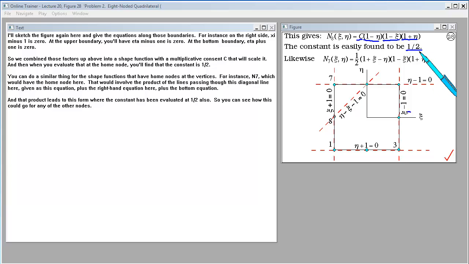You can do a similar thing for the shape functions that have home nodes at the vertices. For instance, N7, which would have the home node here. That would involve the product of the lines passing through this diagonal line here, given as this equation, plus the right-hand equation here, plus the bottom equation. And that product leads to this form where the constant has been evaluated at 1/2 also. So you can see how this could go for any of the other nodes.